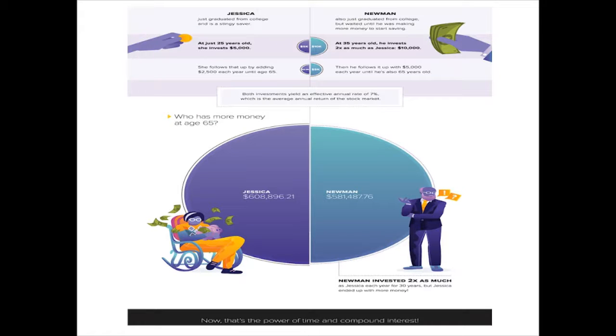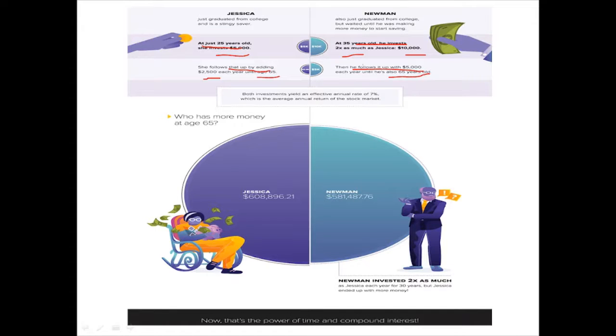So this is Jessica, who has just graduated from college and is a stingy saver. Newman also graduated, but wanted more money, so he started saving at 25 years old. Let me take my marker. At just 25 years old, she invests $5,000. At the age of 35, he invests twice that, $10,000. Then she follows that by adding $2,500 each year until the age of 65. Then he follows up with $5,000 each year, also until 65 years old.